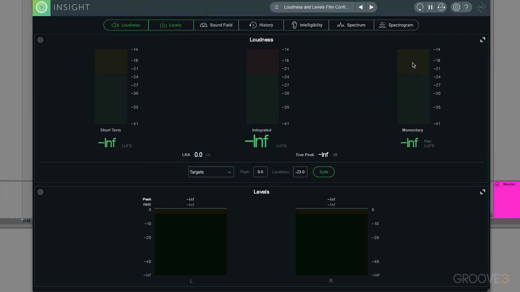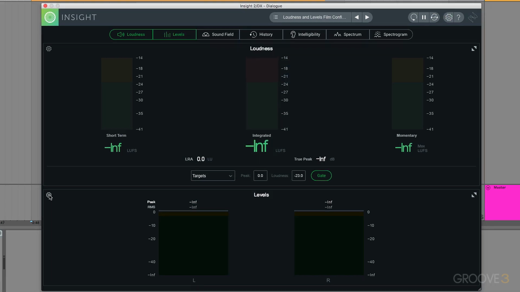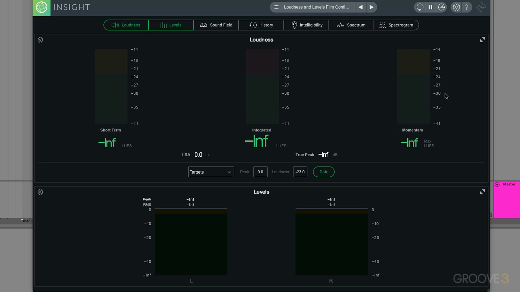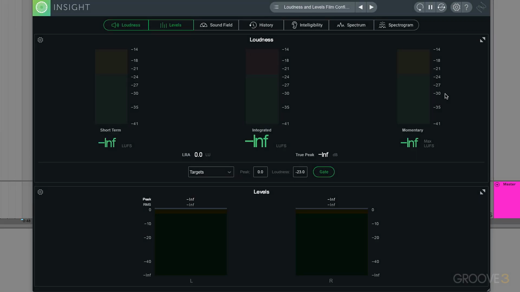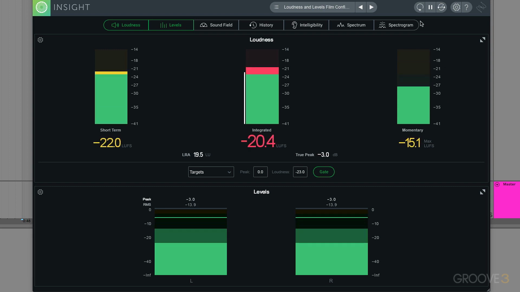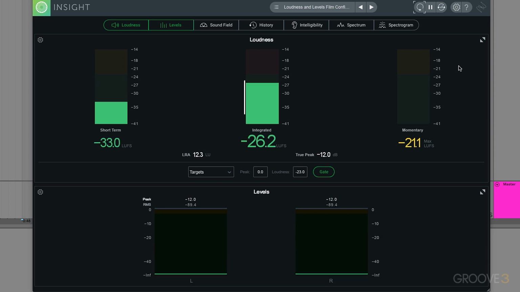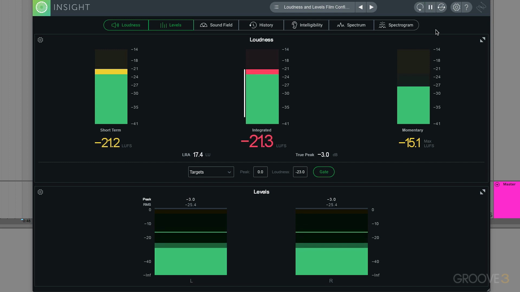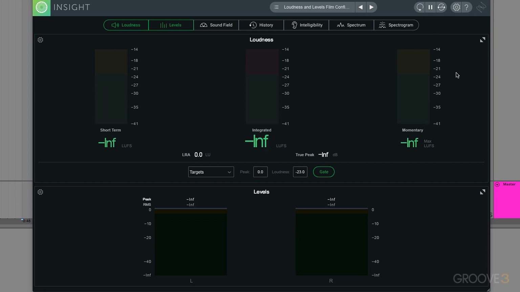The global settings are different to the meter specific settings. But importantly, notice these three buttons up here, from left to right: reset, pause, and continuous calculation. Reset resets the calculation. Pause pauses the calculation. And the final one to the right is this continuous calculation button.